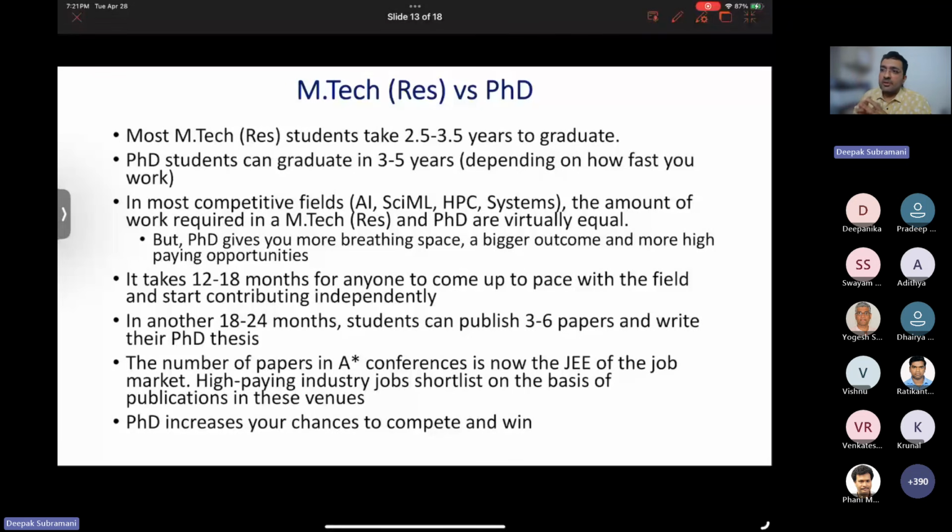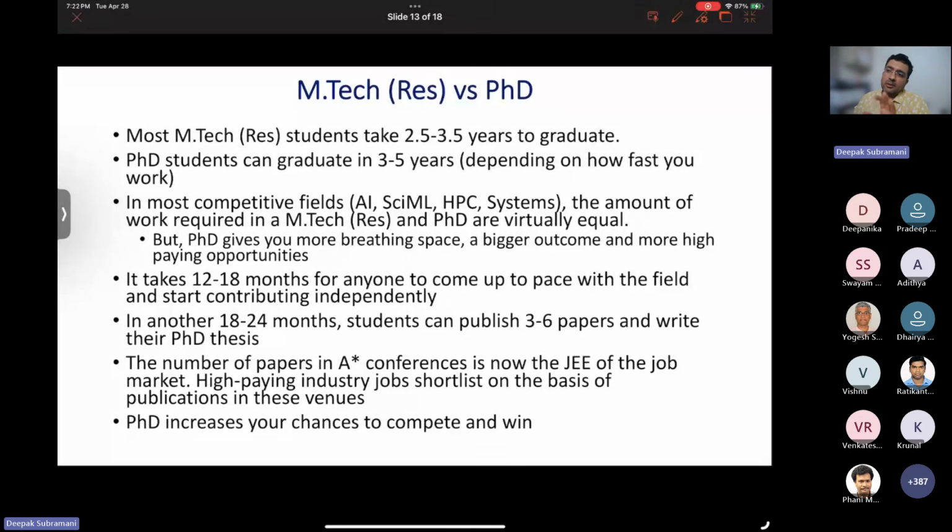Now, what is the difference between MTech research and PhD? Typically, in fields like AI, scientific machine learning, HPC systems, the amount of work that is required to get an MTech research or a PhD is virtually equal, right? But a PhD gives you somewhat more breathing space, a bigger outcome, and more high-paying opportunities. Typically, I'm talking about an average student who enters.